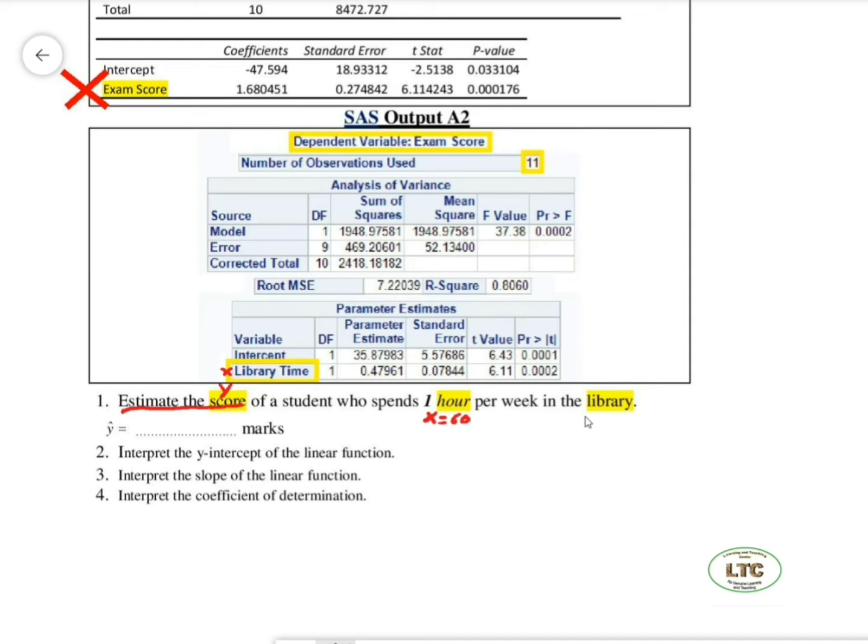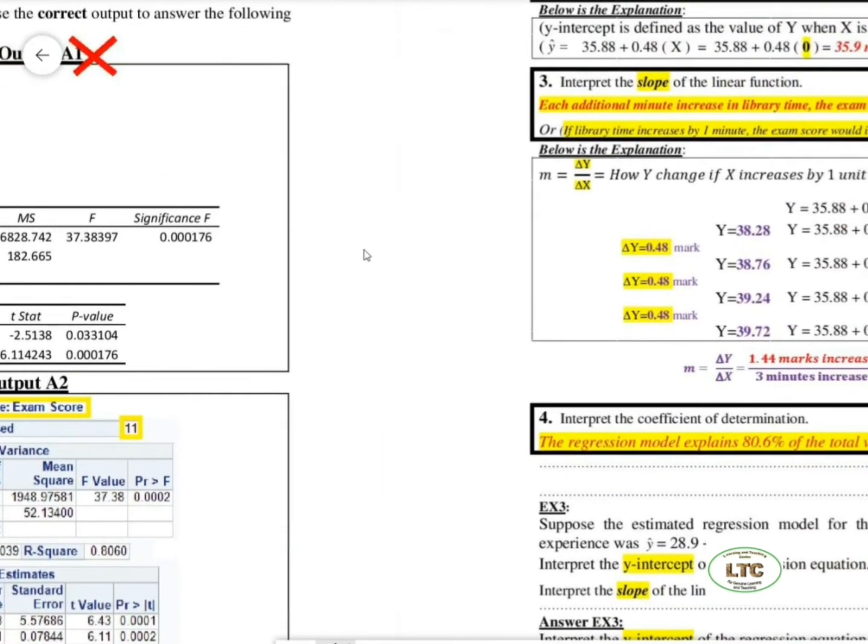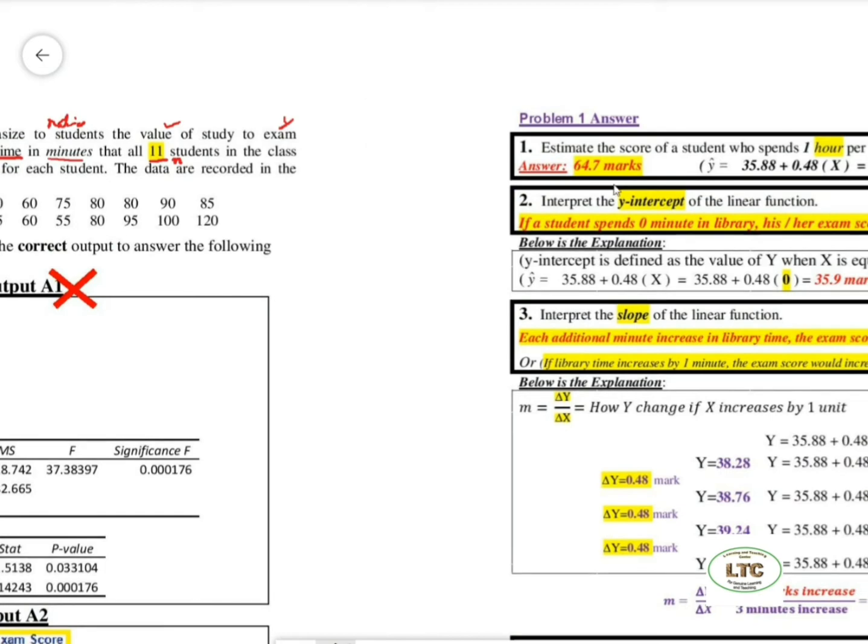Now y hat, the estimated score, is equal to 35.88 plus, you copy this one, a plus b, B is here, 0.47961 times x, where x is 60. You compute a plus b times 60, and then the answer is 74.7. You can check the answer here.